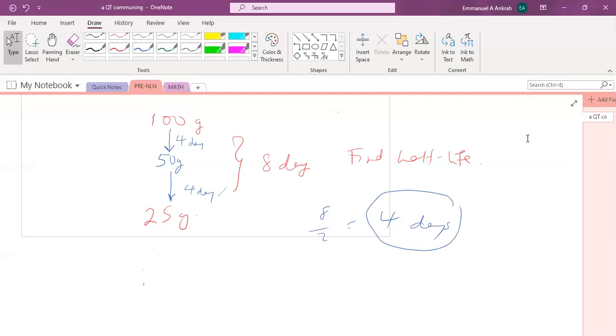Then 53, it says, of the following, which is not emitted during radioactive decay? A, alpha particles. B, ultraviolet rays. C, gamma rays. And then D, beta particles. So based on all that we've done, you know that ultraviolet rays is not a radioactive particle. And then 54, you can use your general knowledge to answer that.